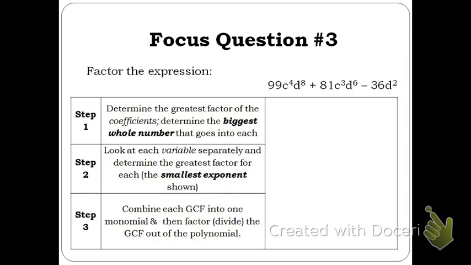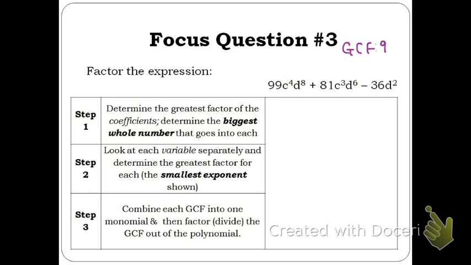Now for that, we want to figure out between these three terms, what is the greatest common factor. 99, 81, and 36 are all divisible by 9. So we'll say the GCF is 9. And then we have between c to the 4th, c to the 3rd, and d squared.